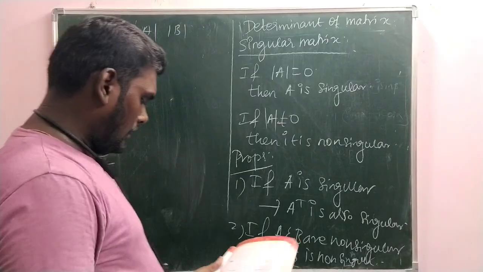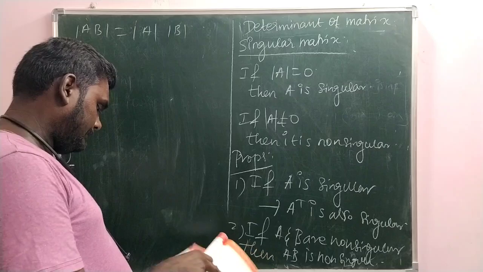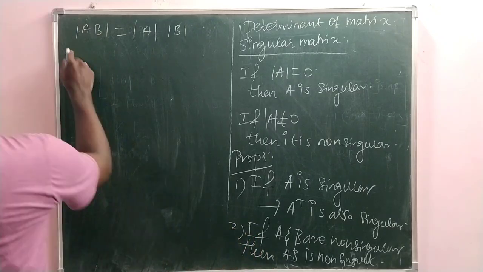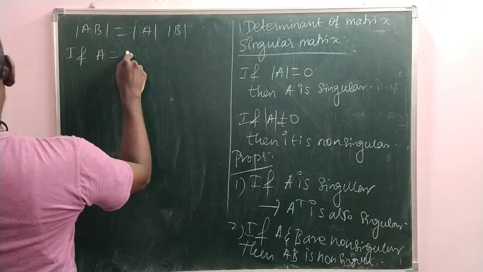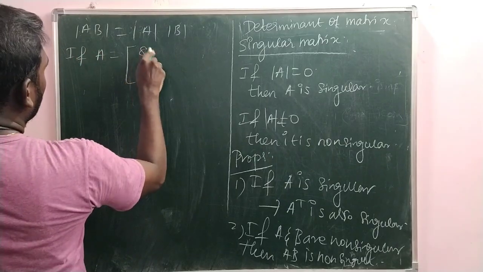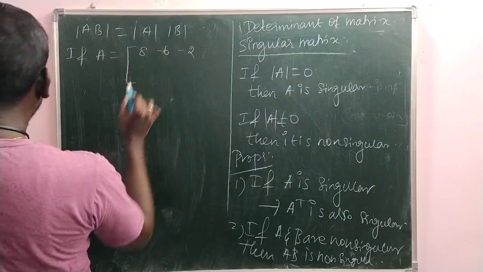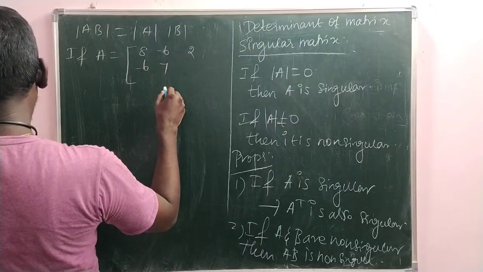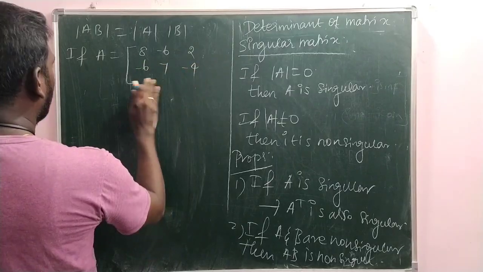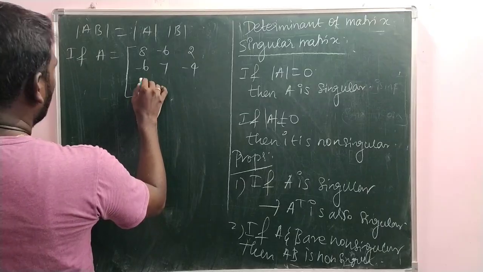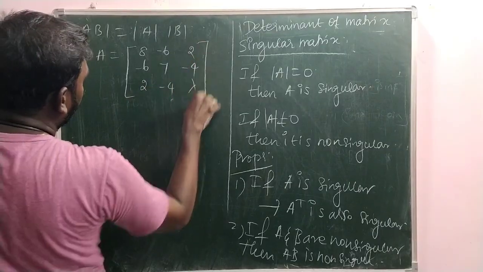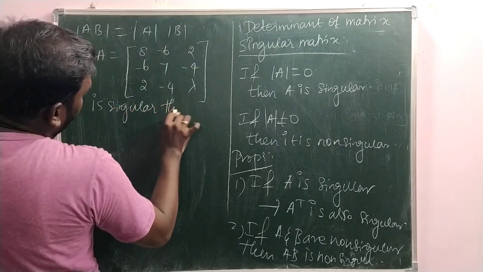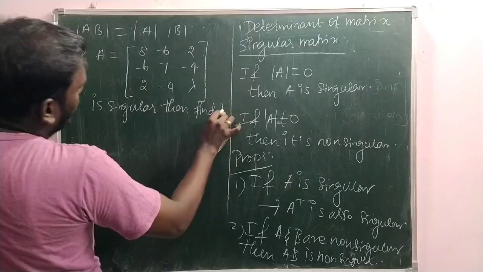Okay, now look into the next question, the seventh one. If the matrix A is 8, minus 6, 2, and minus 6, 7, minus 4, and 2, minus 4, lambda, this is singular they say, then we should find the lambda.